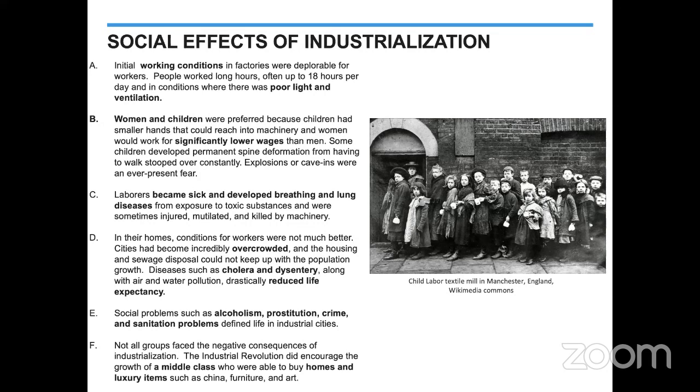In C, we have laborers becoming sick and developing breathing and lung diseases from exposure to toxic substances. And as I said, they're sometimes injured, mutilated, and killed by the dangerous machinery. So at the initial part of the Industrial Revolution, there's nothing to protect these vulnerable populations. Next week, we do have one of our days talking about reform, so we will start to talk about how that changes over time. In D, when we get out of the factory, outside in the home, things are really not much better.